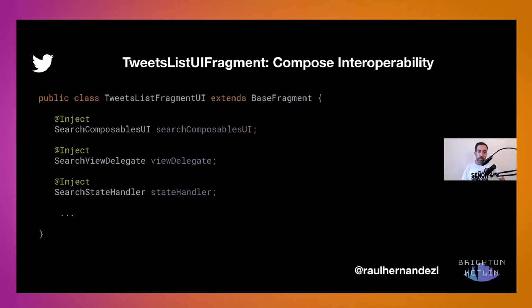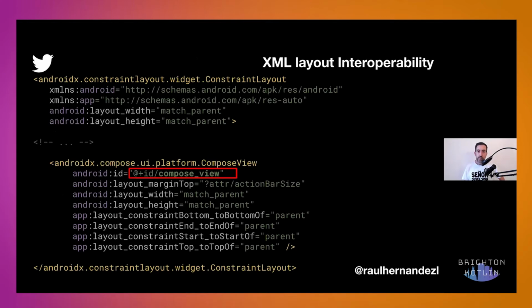First of all, I created an entity called search composable UI, apart from the delegate and the handler. And the first thing we need is, in our XMLs with the layouts on Android, for interoperability purposes, you need to first of all add the compose view. That's going to be the one that you will use to start migrating. You will need an ID for this compose view that you will use in a moment.